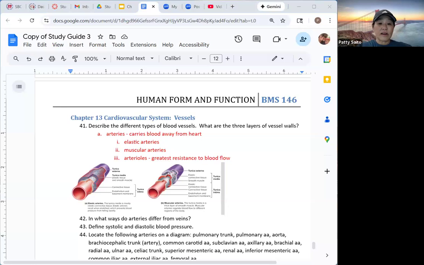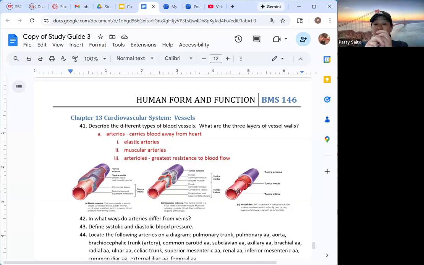The last one are arterioles. Arterioles are the smallest of the arteries. They don't have a lot of the other layers, the other components that the first two have, but it pretty much is a layer of smooth muscle. So there's a lot of smooth muscle there, and blood pressure is actually regulated mainly through the arterioles because of the smooth muscle there.